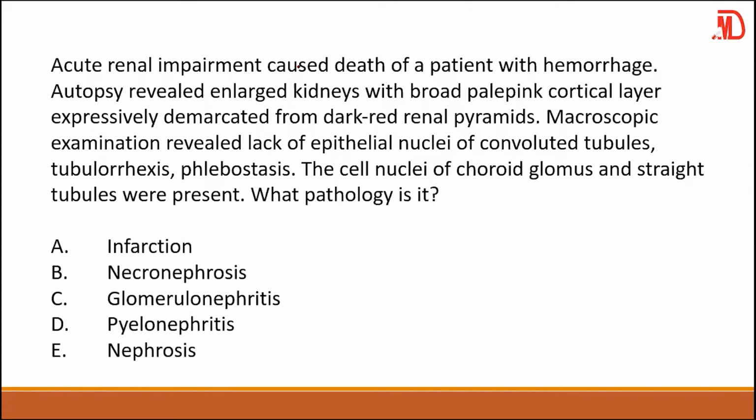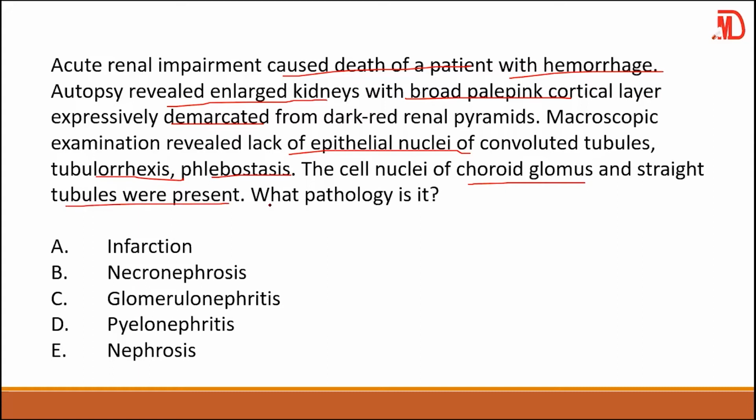Acute renal impairment caused death of a patient with hemorrhage. Acute renal impairment, okay, led to death of a patient with hemorrhage. That's bleeding. Autopsy revealed enlarged kidneys with broad pale pink cortical layer, expressively demarcated from dark red renal pyramid. Macroscopic examination revealed lack of epithelial nuclei of convoluted tubules. Tubulorrhexis, phlebostasis, the cell nuclei of choroid glomus and straight tubules were present.